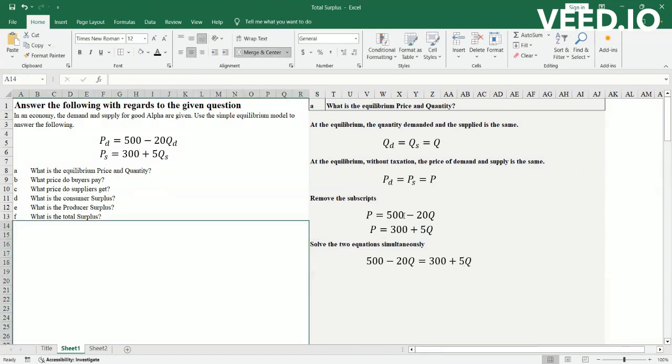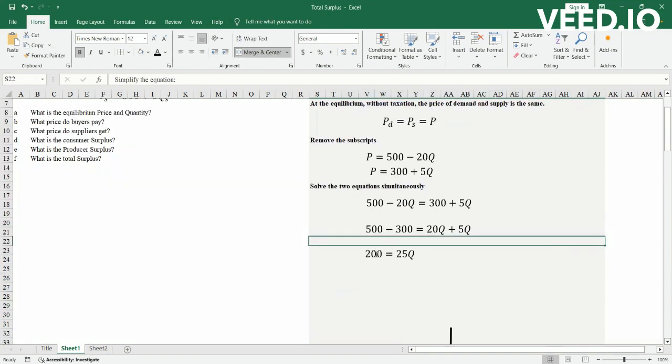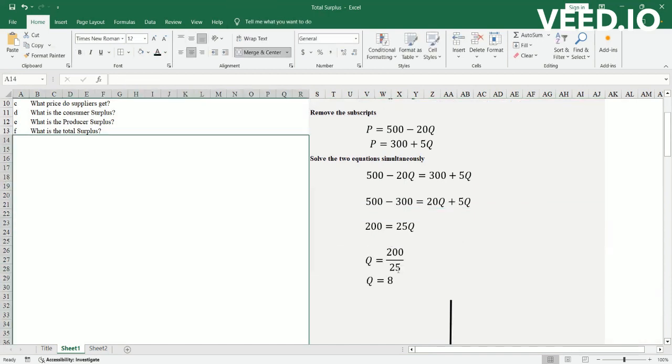Equate the two equations: 500 minus 20Q is equal to 300 plus 5Q. Now moving the 300 to the left-hand side and the 20Q to the right-hand side, we have 500 minus 300 is equal to 20Q plus 5Q. Adding the values gives us 200 is equal to 25Q. Now dividing, we have Q equals 200 divided by 25, or Q equals 8.